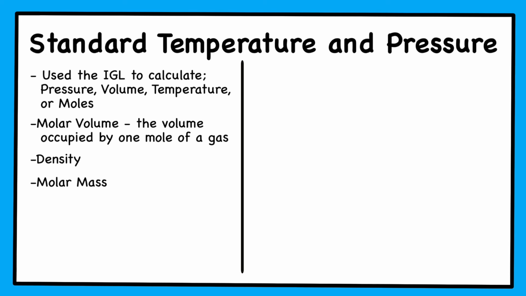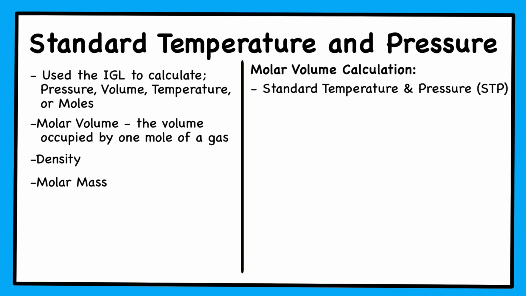The volume occupied by 1 mole of a substance is the molar volume. For gas, we often specify molar volume under a condition known as standard temperature and pressure, also known as STP. Standard temperature is 273 degrees Kelvin, and standard pressure is 1 atmosphere.